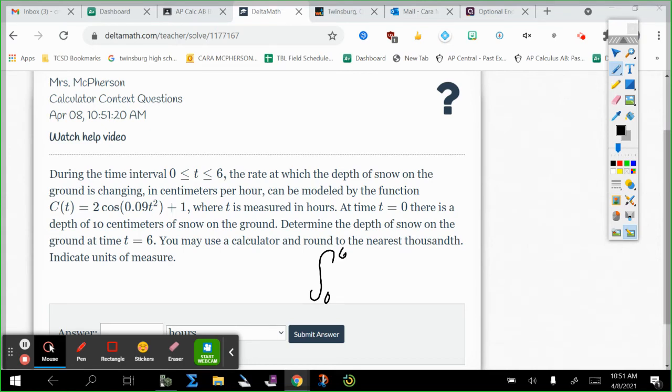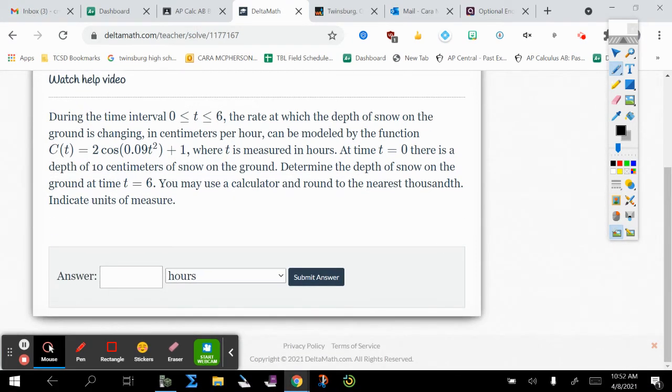I often tell students it's what you know and what you need. I know what's happening at 0. I need to know what's happening at 6. If I integrate this C function, which is the rate that the snow is falling, that's going to give me my snow at 6. And I'm also going to have to add how much snow we started with. This one is very similar to one we already did, but that's okay.